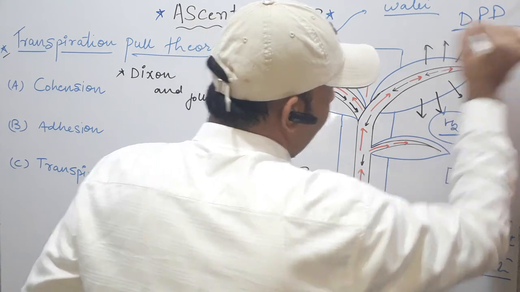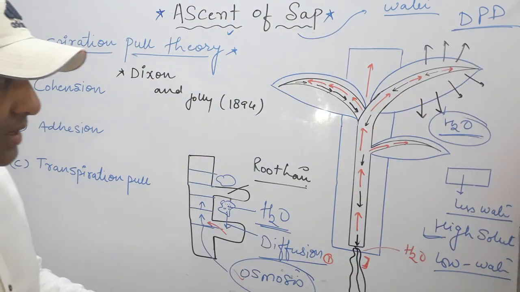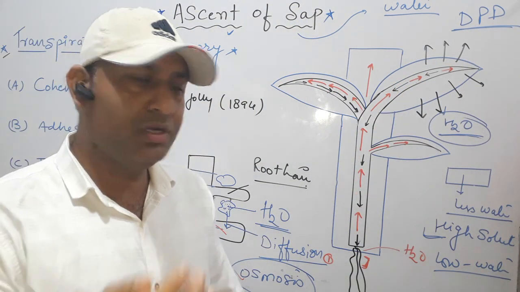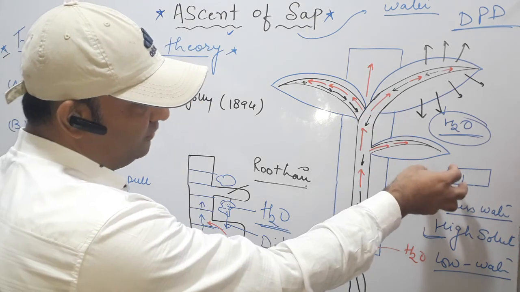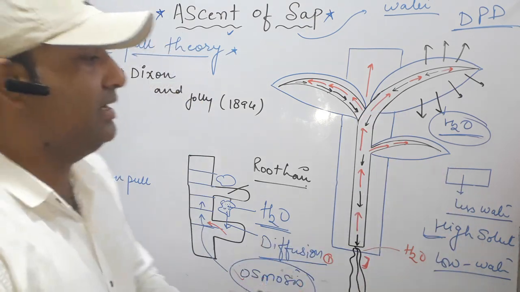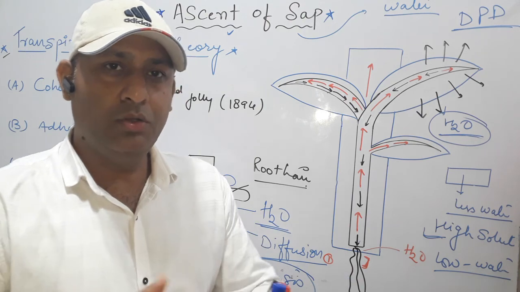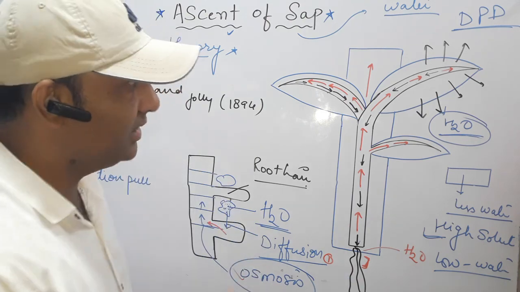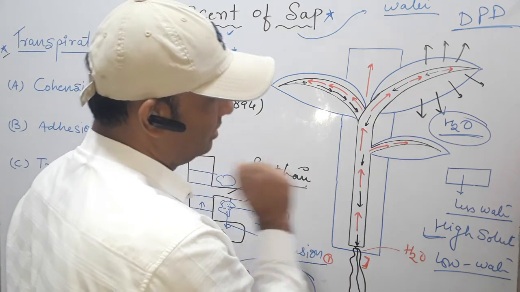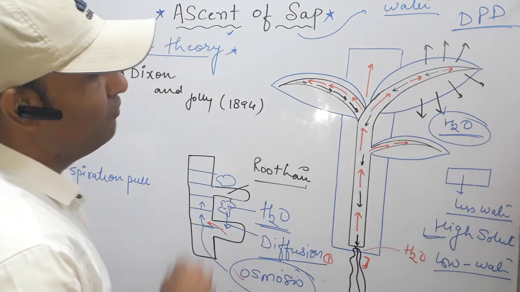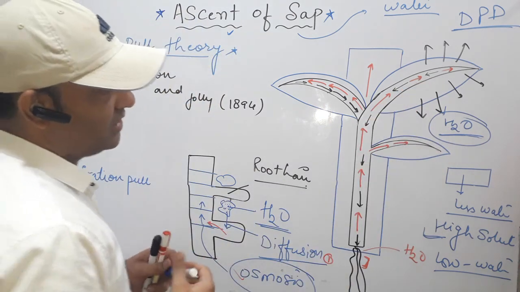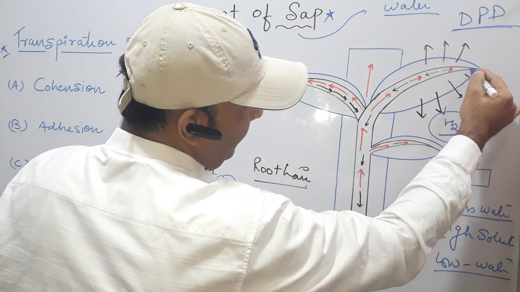DPD, also denoted as the suction pressure, means it creates the demand of water inside the cell. So in the mesophyll cell and leaf cell, it increases the demand of water, and due to the high demand of water, it creates the pressure which is called suction pressure. The wave of this suction pressure travels from the upper part of the leaf.